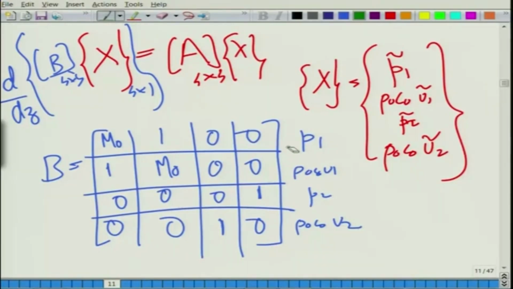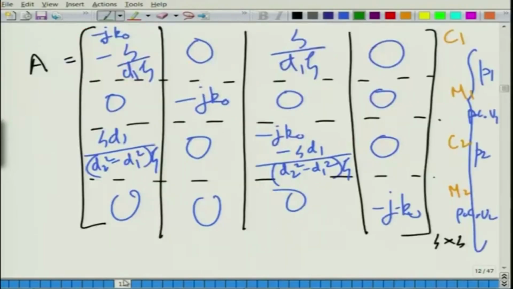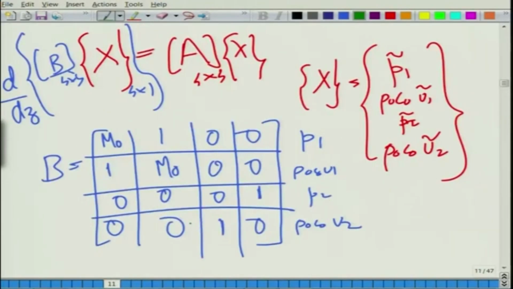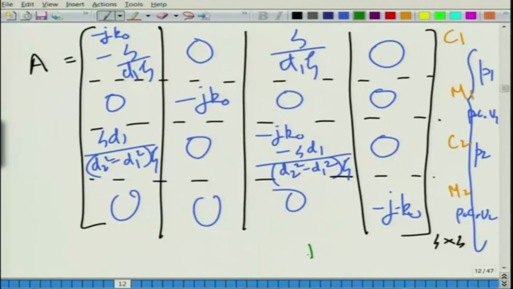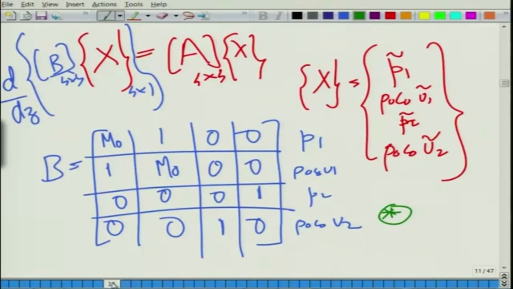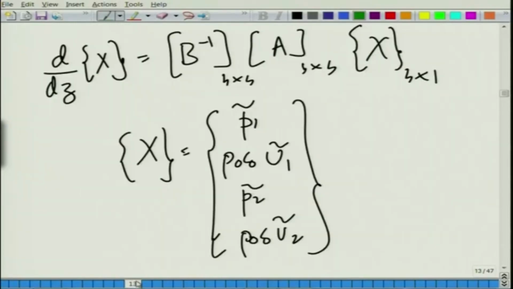The idea is that after doing all this algebra, we have the A matrix and we have the B matrix. Let me call this equation star, and this one double star, and finally we have this matrix. Let me call this equation triple star. So this is really a set of coupled ODEs in the 4 variables I have mentioned here: P1, rho naught C naught U1, P2, rho naught C naught U2.